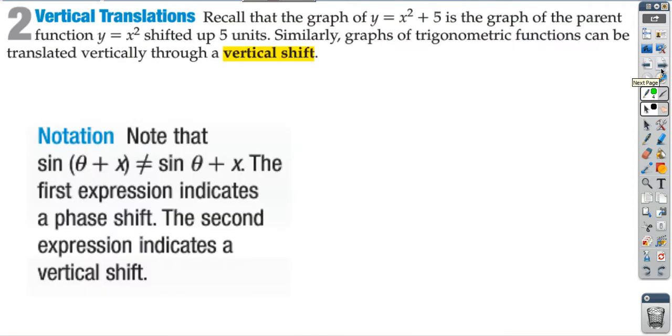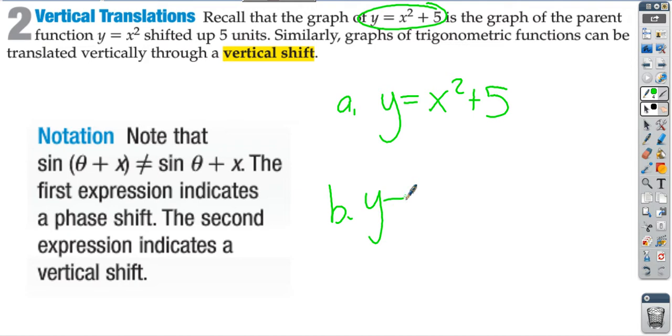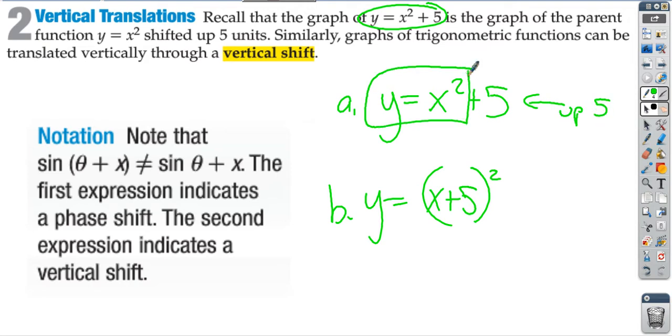Alright, not only can we shift it right and left, we can also shift it up. So they're giving you this example with a parabola. And I want to show you two examples here, A and B. Let's say this is x squared plus 5. This is x plus 5 squared. You can see those look very similar. This one, though, moves it up 5 because you're adding to y. Y is x squared. That's the parent function. You're adding 5 to that y value, to the x squared. So that means you're moving it up.